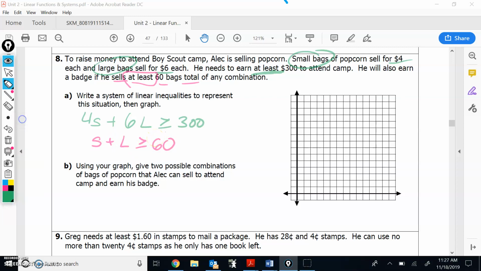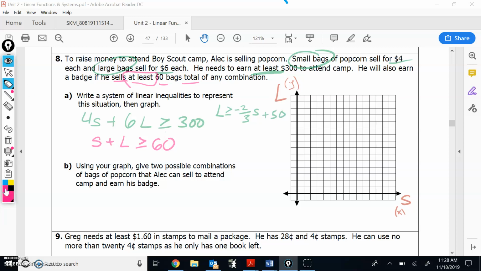Let's graph these. First, we need to set up our x and y axes. Let's make x be s and y be L. And after we solve for L in both, since L is now y, we can come up with our scale. Let's do the green one. So we'll get L to be greater than or equal to negative 2/3 S plus, and then I have to figure out 300 divided by 6. I believe that's 50. Okay, that's what L is.